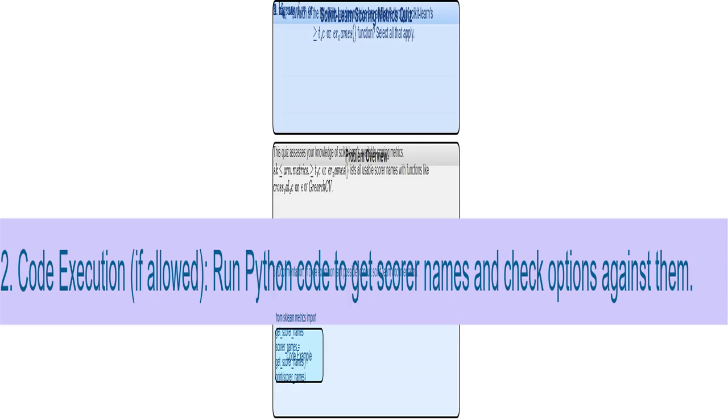You'll use the _get_scorer_names function, which returns a list. Then, check your multiple choice options against this list. It's like checking your answers against an answer key. It's super straightforward and avoids any guesswork.